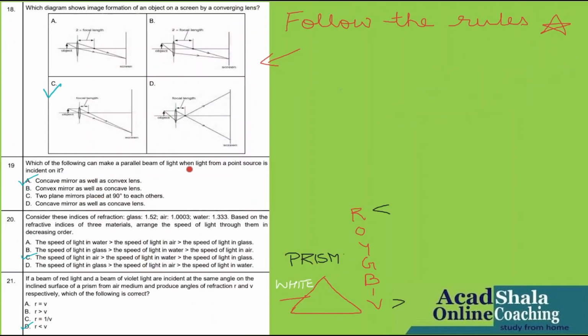The next question says, which diagram shows image formation of an object on a screen by a converging lens? This is also a very, very good question for you. First of all, to solve this question, you should know the rules. So I've written over here, follow the rules. This is very, very important. You need to follow all the 3 rules which you know. And with your prior knowledge, we will go for the best option over here, which is the best diagram which shows image formation of an object on a screen by a converging lens.